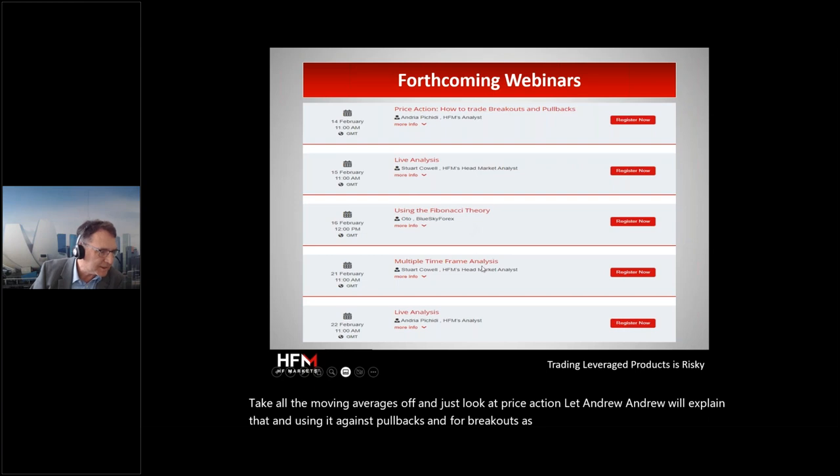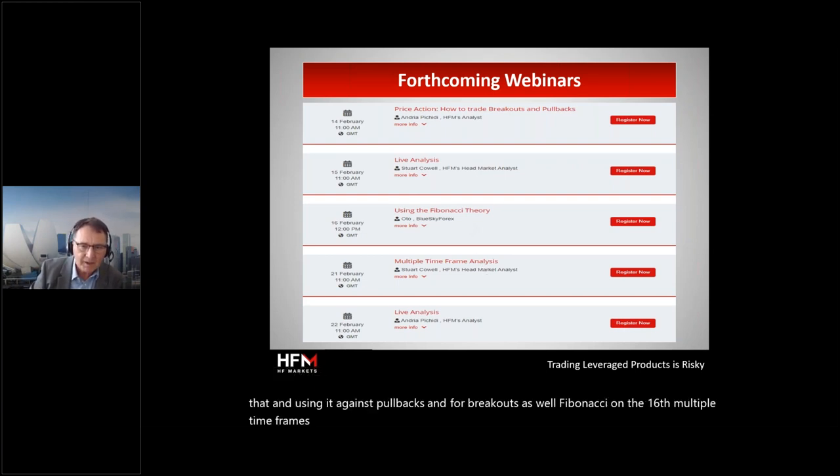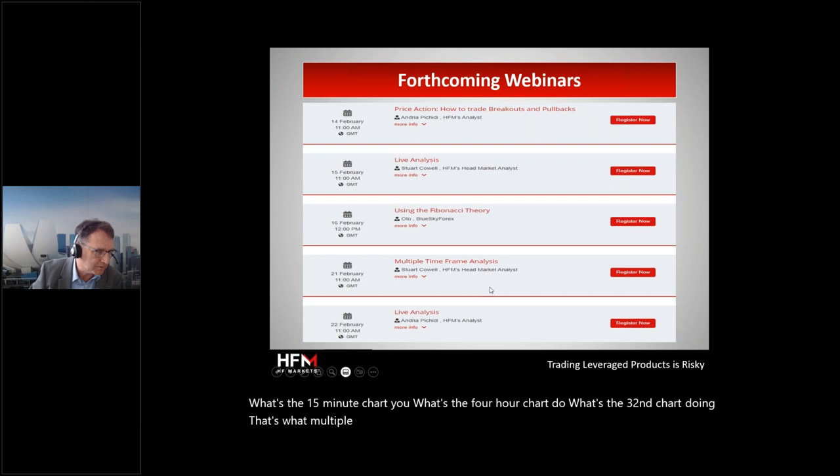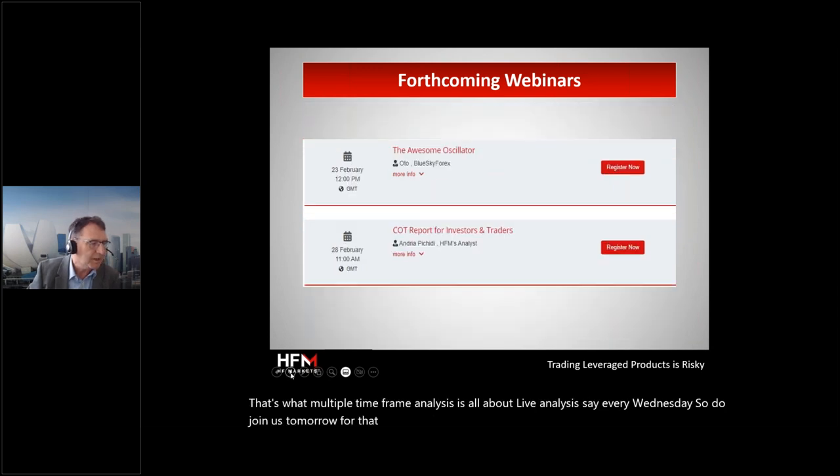Fibonacci on the 16th, multiple time frames. Again, a key constituent of many traders' approaches. I've used higher time frames. You know, if you're trading a 1 minute scalping, what's the 10 minute chart doing? What's the 15 minute chart doing? What's the 4 hour chart doing? What's the 30 second chart doing? That's what multiple time frame analysis is all about. Live analysis, I say every Wednesday. So do join us tomorrow for that with Andrea.